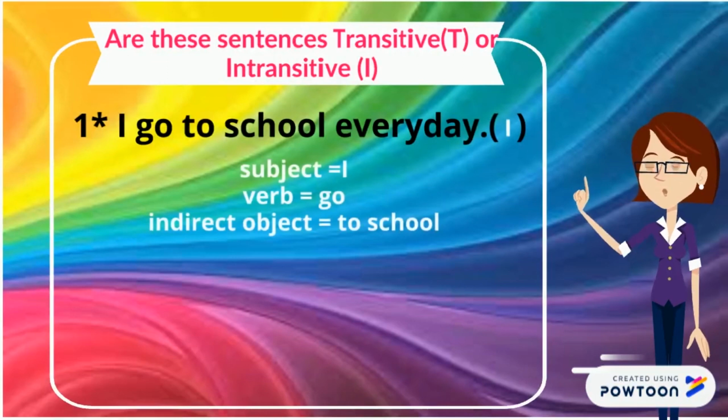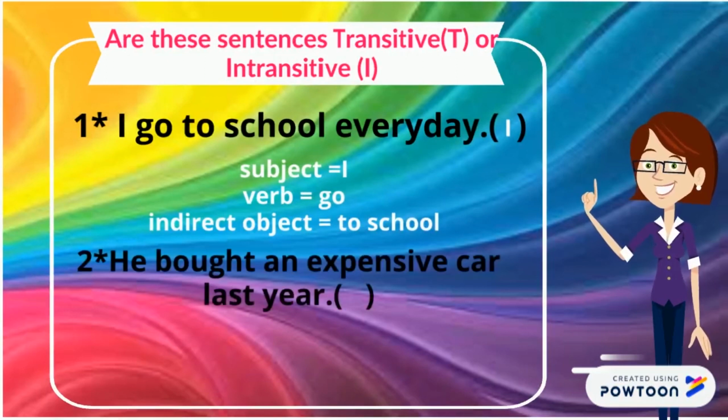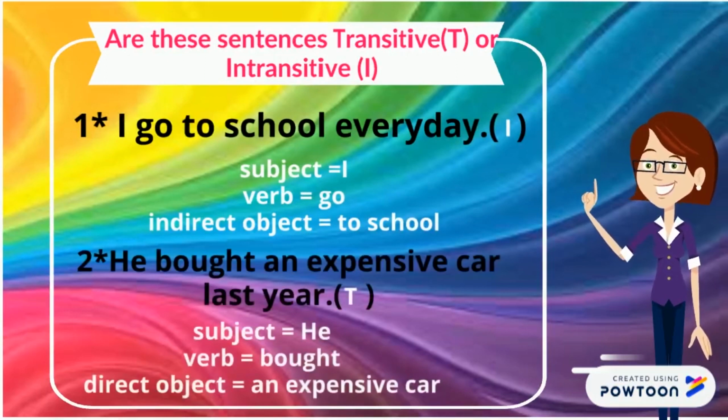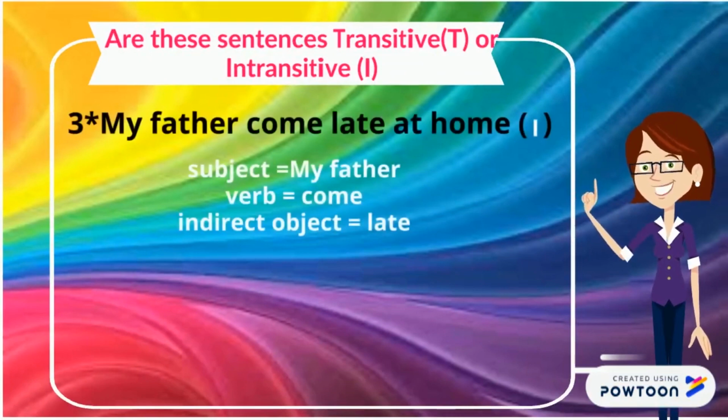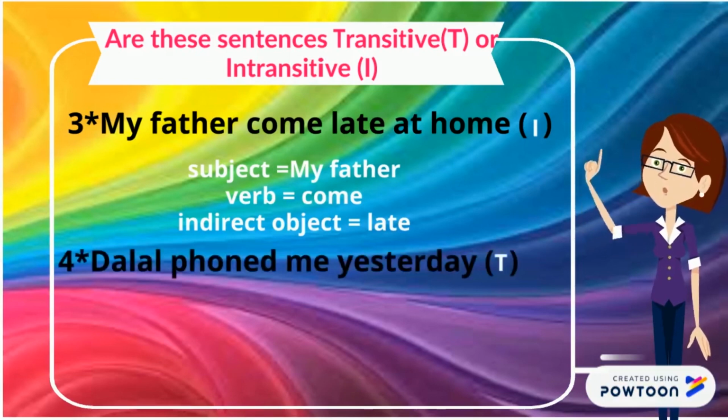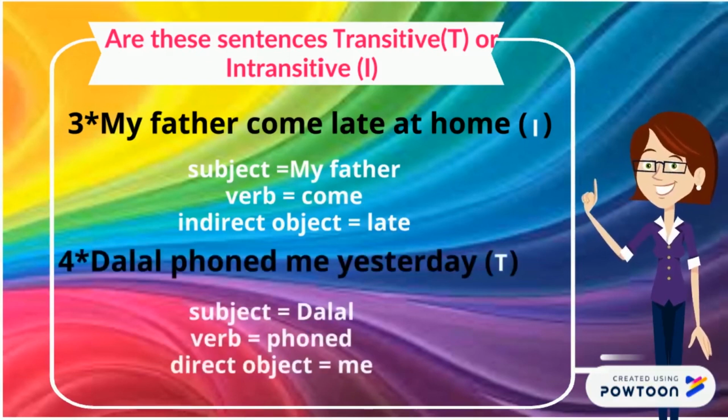I go to school every day is an intransitive sentence because it has an indirect object, whereas he bought an expensive car last year is a transitive sentence. It has a direct object. My father came late at home, intransitive sentence. It has indirect object. Dalal phoned me yesterday, transitive sentence. It has a direct object.